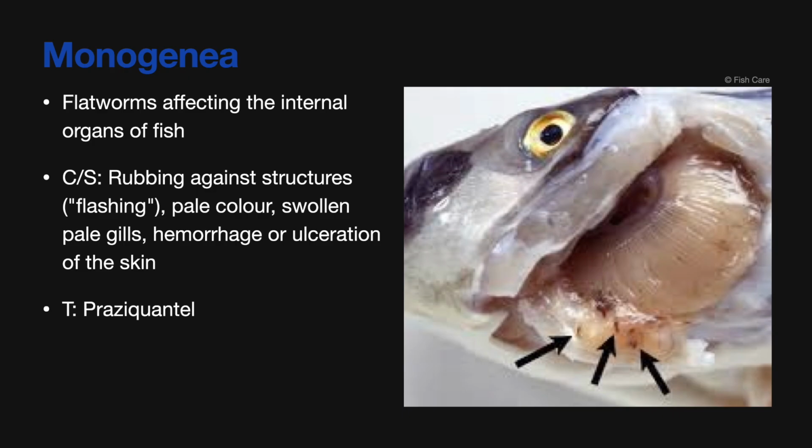Monogenea are flatworms that affect the internal organs of fish. Clinical signs include flashing, which is rubbing against structures, kind of like they're itching, a pale color, swollen and pale gills, and hemorrhage or ulceration of the skin. The main treatment for this condition is praziquantel.